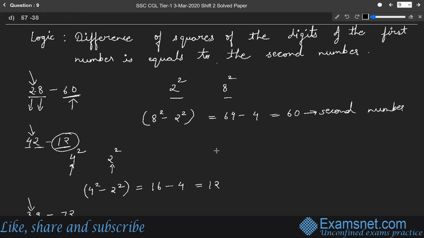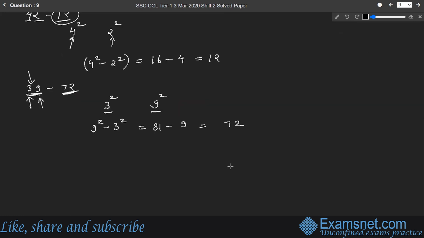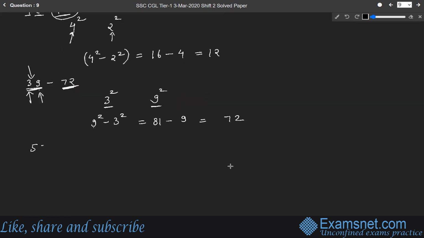Now let us check it for the last option. What is the last option? 57 and 38. So first number is 57 and second number is 38. We have to apply the same concept. So let us look at the first number. First number is 57. Here the first digit is 5 and the second digit is 7. We have to find the difference of their squares.